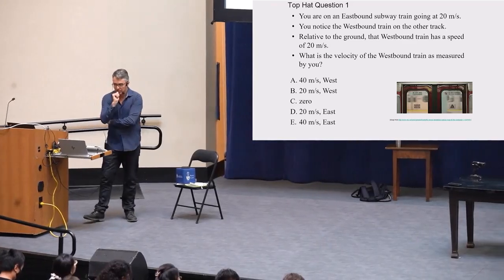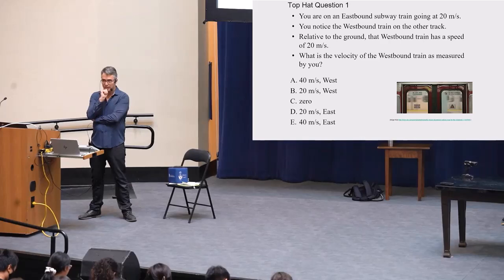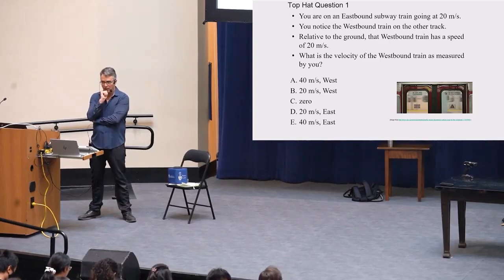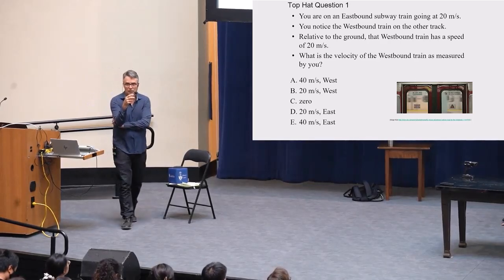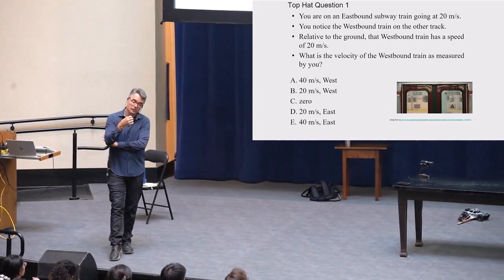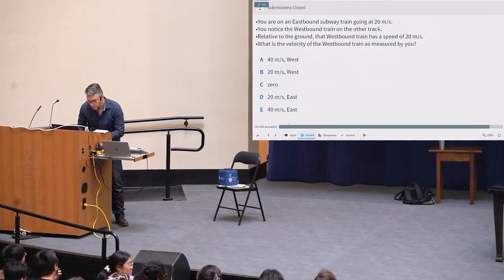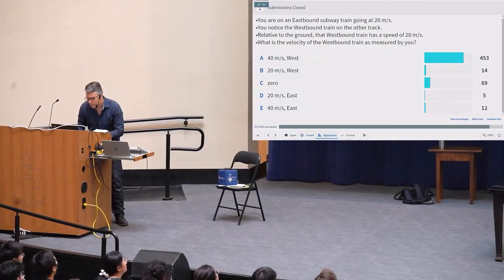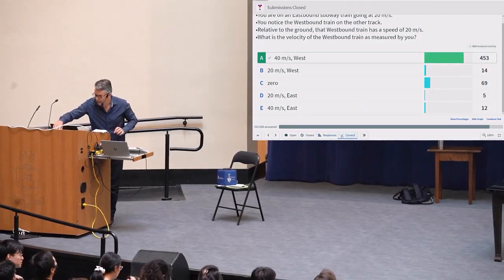You're on an eastbound subway train going at 20 meters per second, and you notice the westbound train on the other track. Relative to the ground, the westbound train has a speed of 20 meters per second. So that's the object, the westbound train. Relative to you, how fast is it going? What's its velocity? All right, so responses. People are saying A, and that was the one I liked as well.